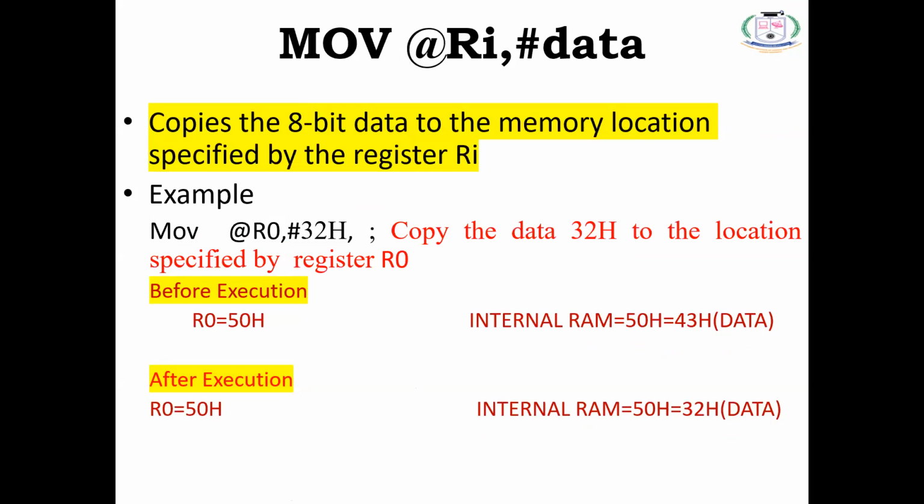@Ri, direct data. Here it contains both indirect addressing mode as well as direct addressing mode. Both will be there. MOV @Ri, #data. MOV @R0, #data. That 32 is my data. Where should my data move to? @R0. @R0 means what? At 50. So at 50, I have to load my data 32. Are you clear? So I am moving my data to @Ri. @Ri means @R0, what is the value it is showing? 50. So at the 50th memory location, I am loading my data 32H.